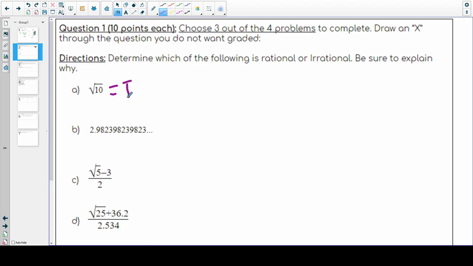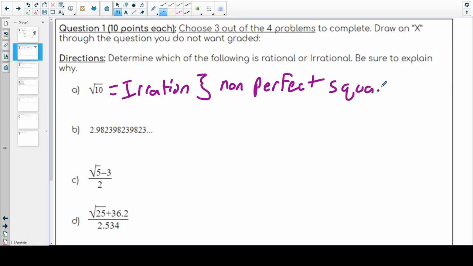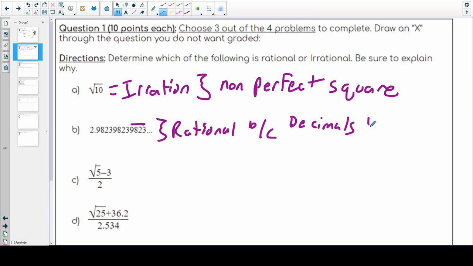The square root of 10 is irrational. Why is it irrational? Because it's a non-perfect square. Letter B, 2.9823 has a pattern. It's rational because decimals with pattern are rational. Sorry for the handwriting. I gotta get better at that.